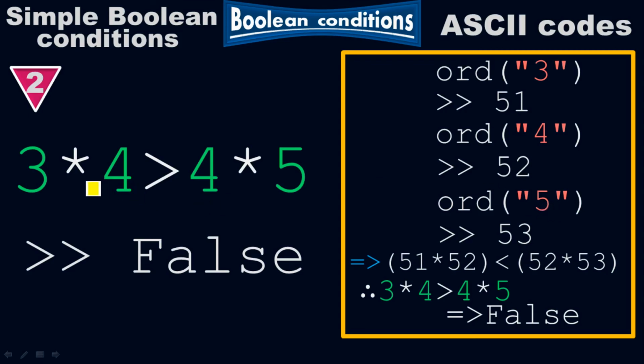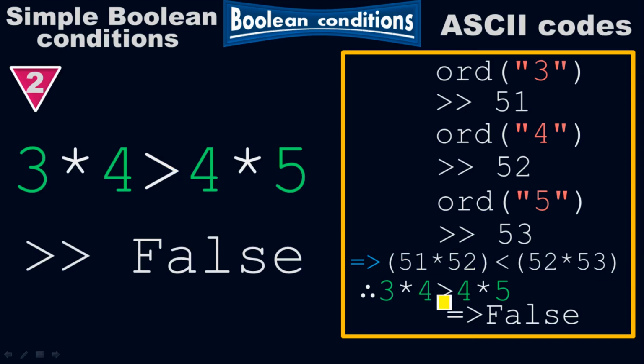Now, according to this expression, what is the ASCII code of 3? The ASCII code of 3 is 51, and then times 4. What is the ASCII code of 4? The ASCII code of 4 is 52. Then 52 times 53, because the ASCII code of 5 is 53. So 51 times 52 is less than 52 times 53. Not greater. Actually, this left side is less than the right side.